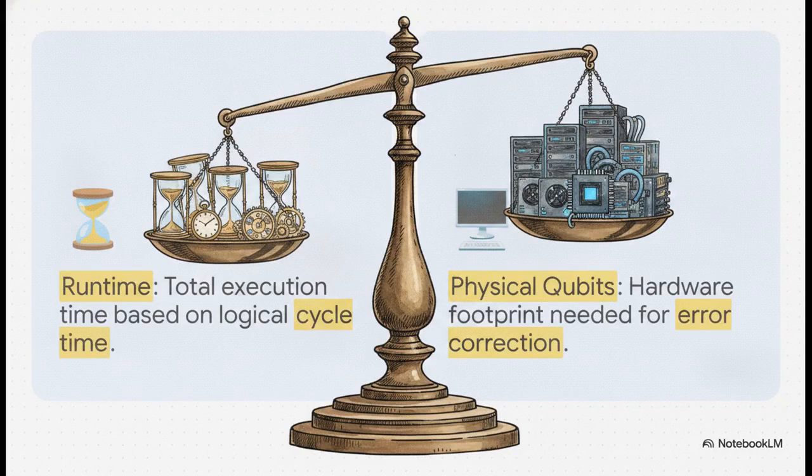Because of this massive overhead, resource estimators generate what we call a Pareto frontier. Basically, this illustrates the inherent trade-off developers are going to face between runtime, which is how fast the algorithm finishes, and physical qubits, which is the literal hardware footprint needed for the encoding and error correction. It's like a giant seesaw. You can design an architecture to run faster, absolutely, but it's going to require significantly more physical qubits to parallelize that error correction. Or you can save on physical qubits, but then your runtime is going to stretch out drastically. You constantly have to balance this scale.